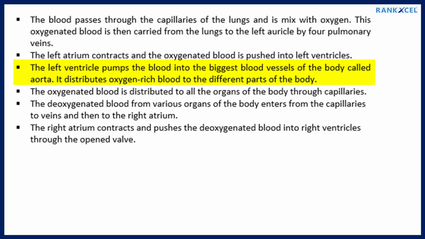It distributes oxygen-rich blood to the different parts of the body. The oxygenated blood is distributed to all the organs of the body through capillaries. The deoxygenated blood from various organs of the body enters from the capillaries to veins and then to the right atrium. The right atrium contracts and pushes the deoxygenated blood into the right ventricle through the open valve.